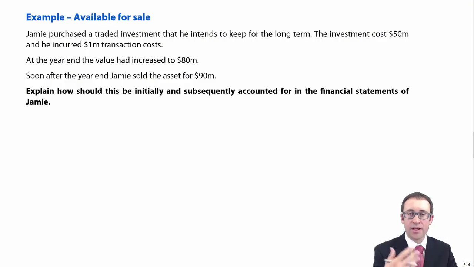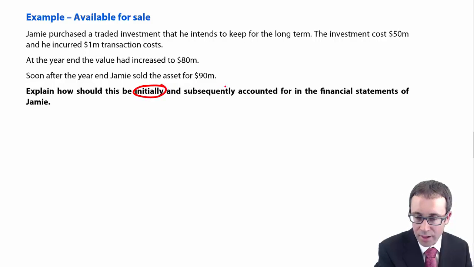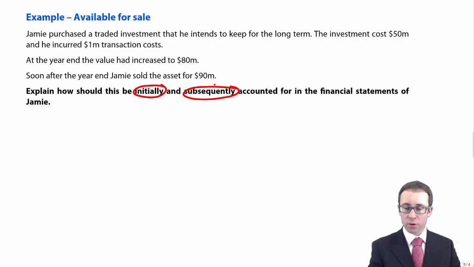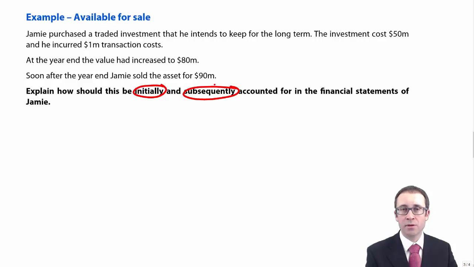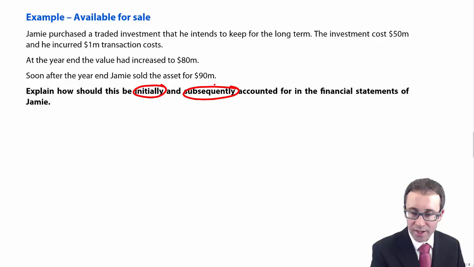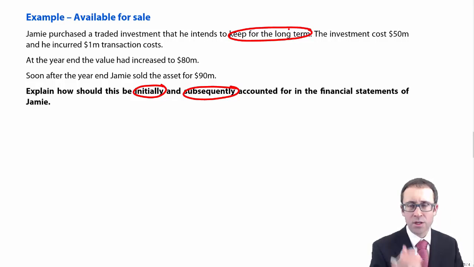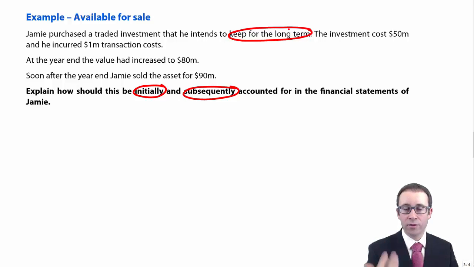Next one is looking at your available for sale. So similar type of situation. It wants to look at how we deal with it both initially and subsequently. Again, in the financial statements, position statements, performance statement being profit or loss. Here it says we purchased a trade investment that we intend to keep for the long term. So it's not held for trading.